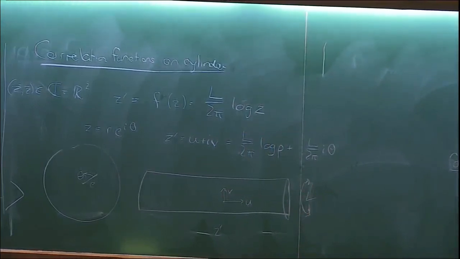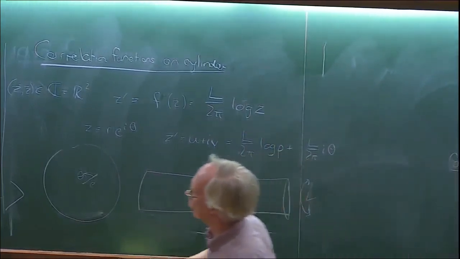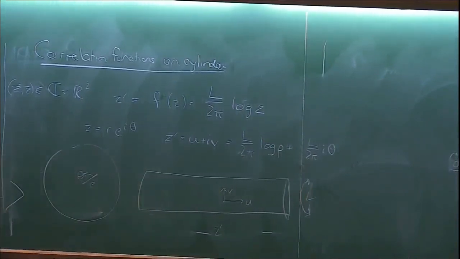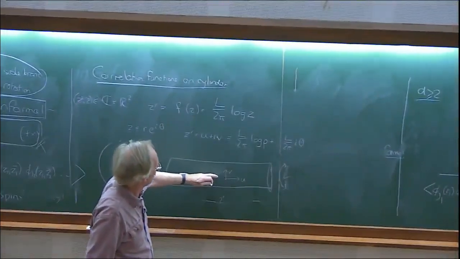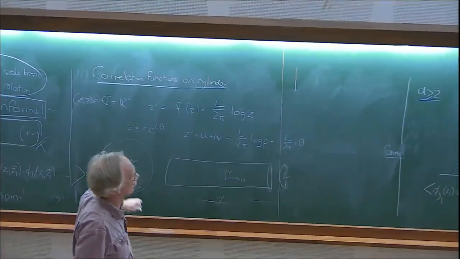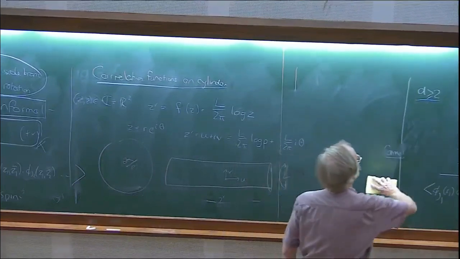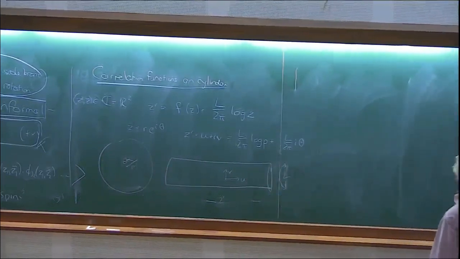And the origin gets mapped into minus infinity here, plus infinity gets mapped into plus infinity here. And we can then use this equation here to get the correlation functions on the cylinder as functions of u and v in terms of correlation functions in the plane. So I'm just going to look at the 2-point function.